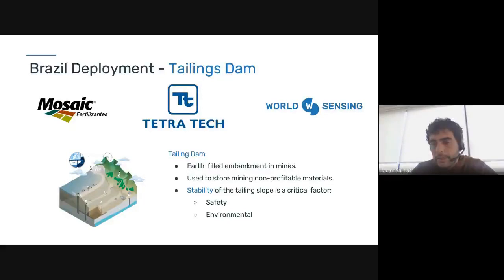The stability of these structures along the whole life cycle matters, because these structures are not static; they have a dynamic growth when more materials are pumped, mixed with water, and the structure grows. So in all the phases of the tailing dam life cycle, the stability of the slope is critical to monitor, because failure of these structures can lead to safety-critical fatalities, and also to environmental problems.